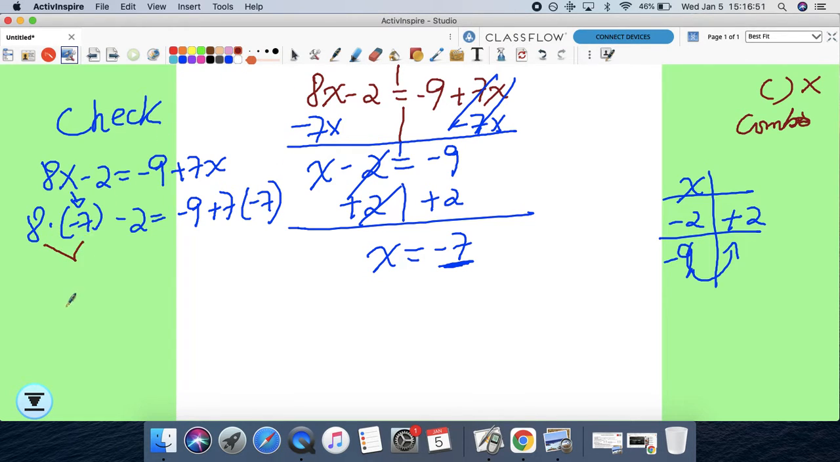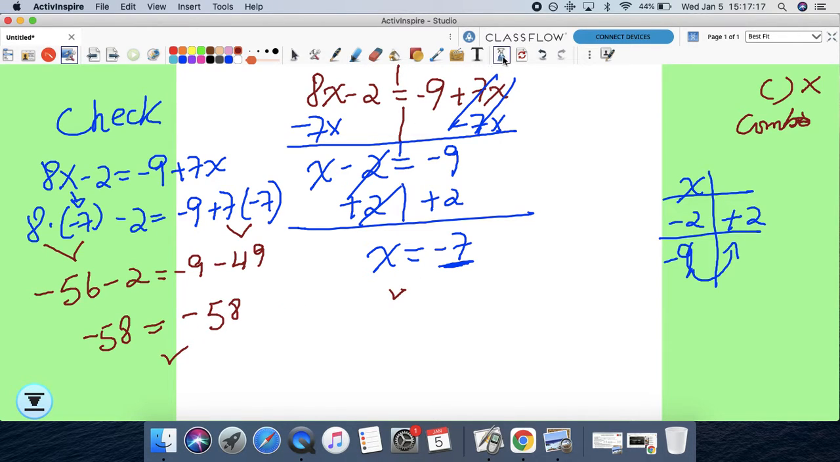All right, 8 times negative 7 is negative 56 minus 2. Negative 56 minus 2 is negative 58. So the left side is negative 58. The right side, we're going to do these two, right? So negative 9. And then 7 times negative 7 is negative 49. Negative 9 minus 49, look at that. It is negative 58. So we are good to go.